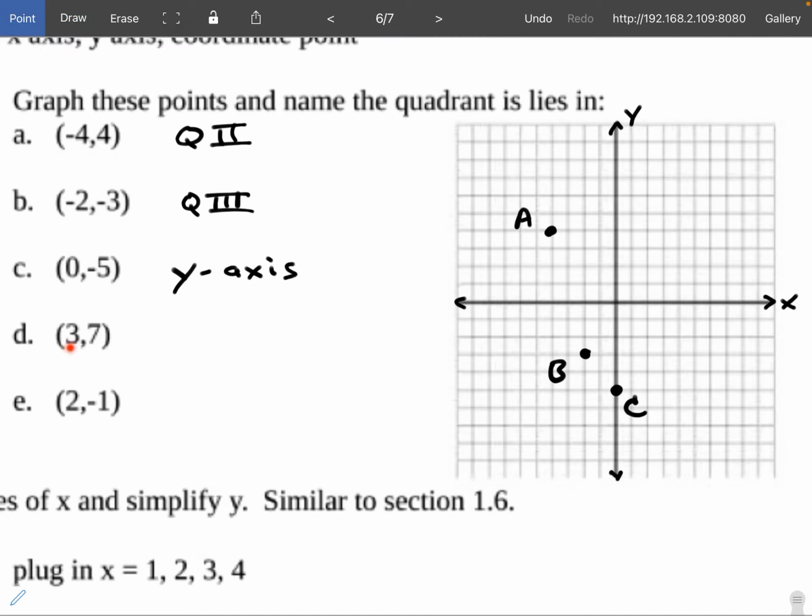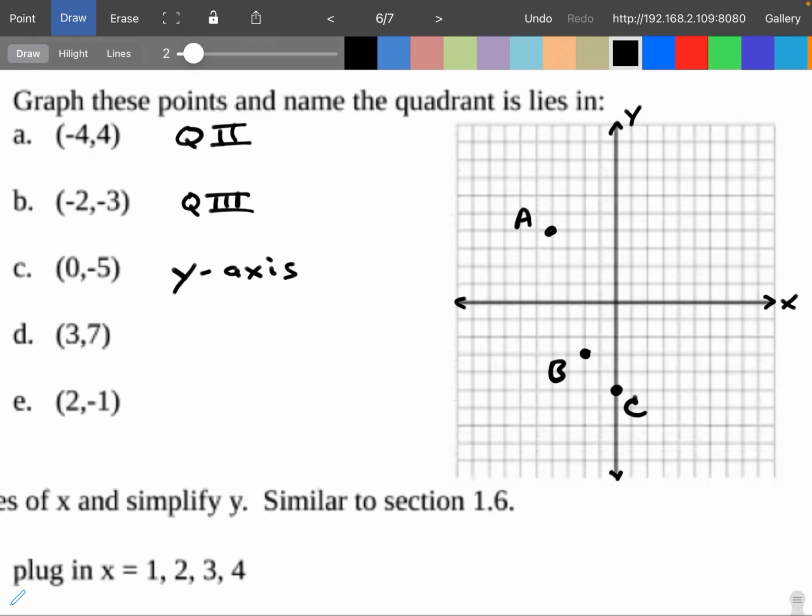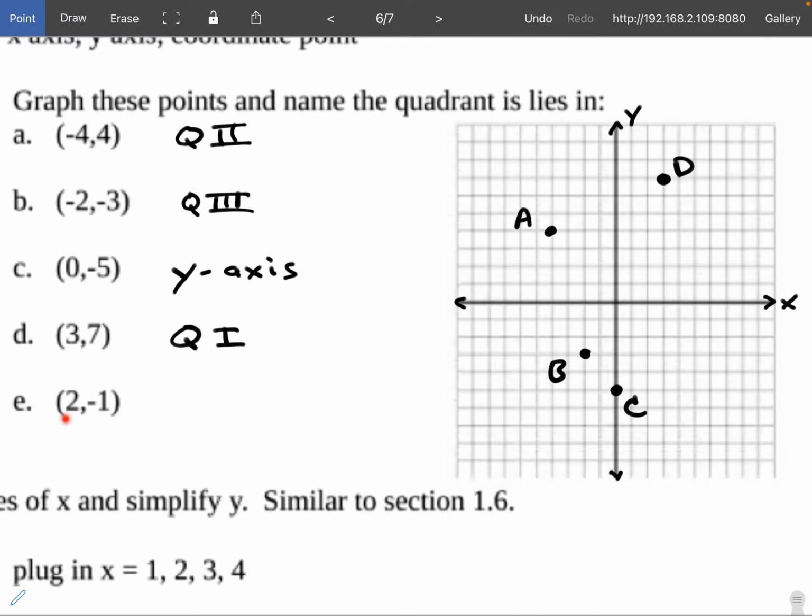And then point D, we didn't do it yet. So that one's 3 for x, which is 3 right, and 7 for y is 7 up. So 3 right and 7 up. So that's like right there. Yep. So that's point D. What quadrant is that in? Yep, good. So that's quadrant 1.